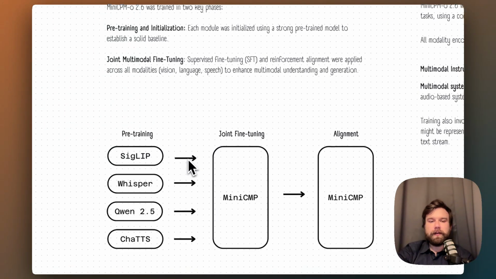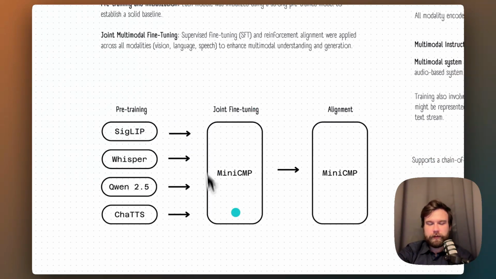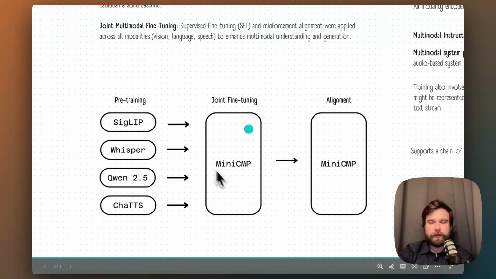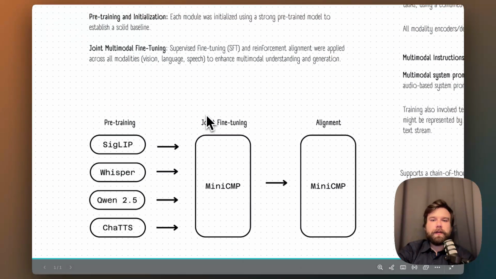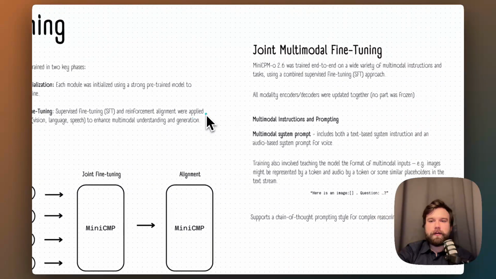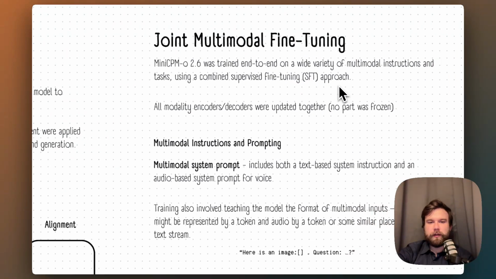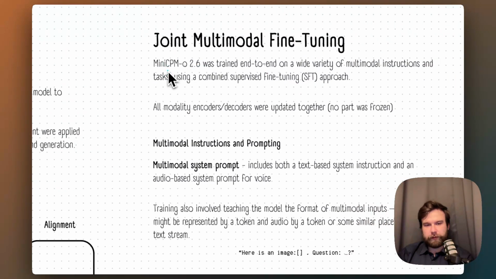The thing that they did is they put them together and then created a joint fine-tuning. And in the joint fine-tuning, the components, or the whole model that is a result of those components, learned to work together. So they used a variety of end-to-end multimodal instructions. End-to-end meaning the input could be in audio and the output could be in text, the input could be in text and the output could be in audio, a mix of those, end-to-end modalities. And then they trained the whole thing together.